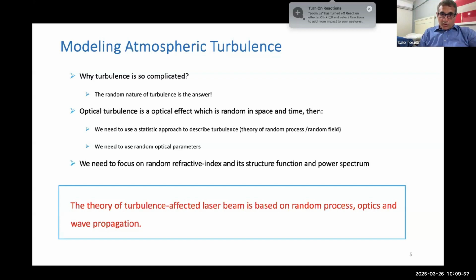So as I was saying, we need to focus on random refractive index, and we model the random refractive index with actually a structure function. We'll see later on what a structure function and power spectrum are. So to summarize, random processes, optics, and wave propagation, because a laser beam goes through turbulence, so there is also the propagation aspect, are a mix of scientific fields that have to converge in order to treat these things.